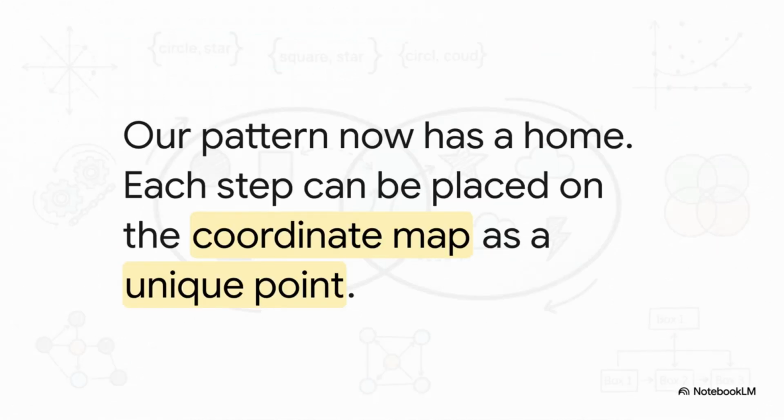So let's put it all together. We can take our block pattern from before and give each step an address. Step 1, which had one block, gets the address 1, 1. Step 2, with its two blocks, lives at 2, 2. You see where this is going? Our pattern isn't just an idea anymore, it's a set of actual points we can see on our map.